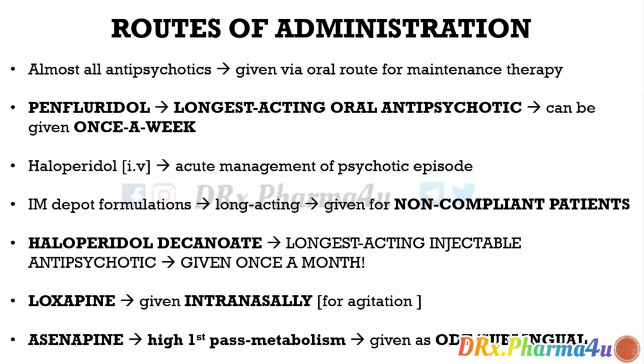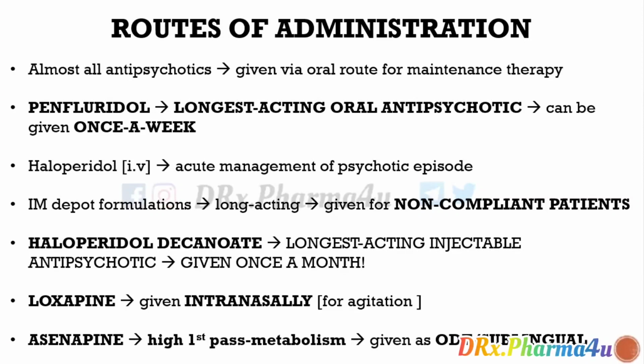So in that condition, we give long-acting formulations to these patients, like maybe once in 14 days or once in 28 days, or maybe once in a month, which can act throughout the duration. So this is usually given to non-compliant patients. So an example is haloperidol. Haloperidol is the longest acting injectable antipsychotic, which can be given once a month. So it is a long-acting injection, haloperidol decanoate.